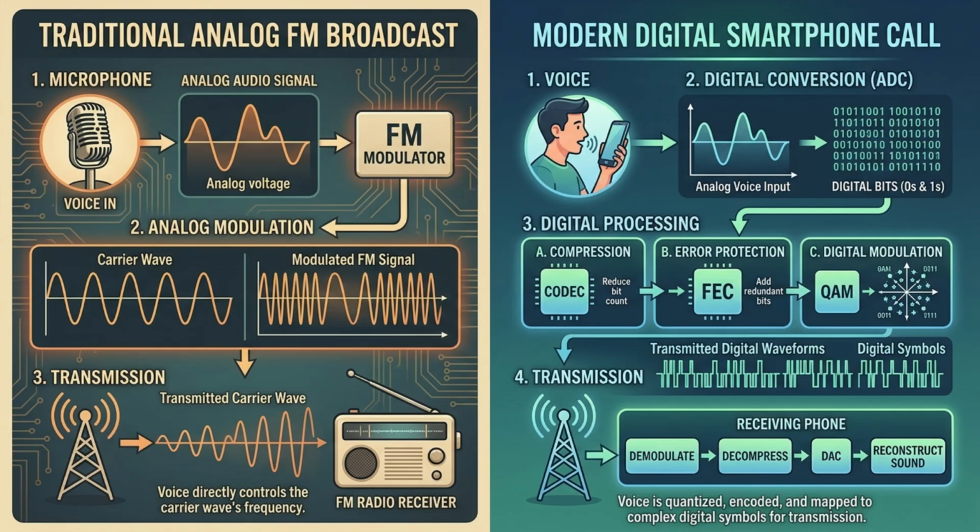Physically, consider a live radio broadcast using traditional FM radio. The microphone generates an analog audio signal which directly modulates a carrier wave. Now compare this with a smartphone call. Your voice is first converted into digital bits, compressed, protected against errors, and then transmitted using sophisticated digital modulation techniques before being reconstructed at the receiving phone.